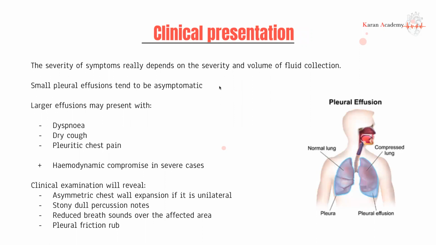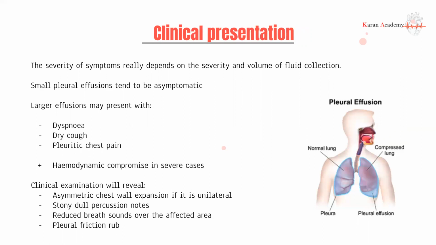So firstly, before we jump into types, let's talk about how they present. Now, the severity of symptoms is going to depend on the severity of disease. So if you have smaller pleural effusions, usually less than about 300 ml of fluid, you tend to be asymptomatic. This is because you have a collection, but it's not big enough to cause any respiratory signs or respiratory distress. With larger effusions, you start to present with shortness of breath. Why? Because you're compressing on the lung and preventing proper expansion. You can have a dry cough as well as pleuritic chest pain.